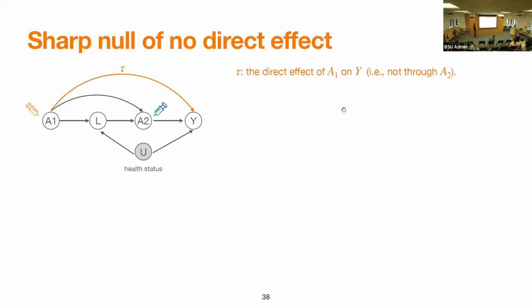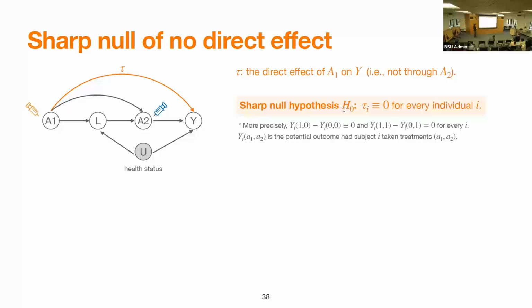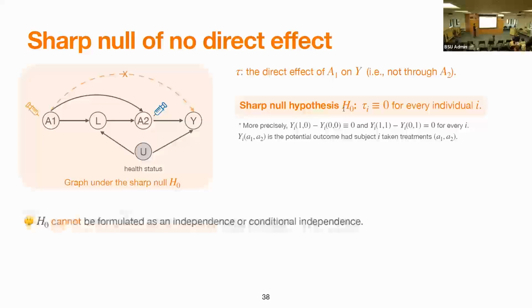So how do we test this hypothesis? My hypothesis is that the first treatment has no direct effect, for every person in the population, on the final outcome. This is the sharp null hypothesis. Although this seems very natural scientifically, statistically it's a very bizarre hypothesis, because surprisingly it is neither independence nor conditional independence. It is not any of these familiar hypotheses posed on the observed data. It's something else. So what is that something else?